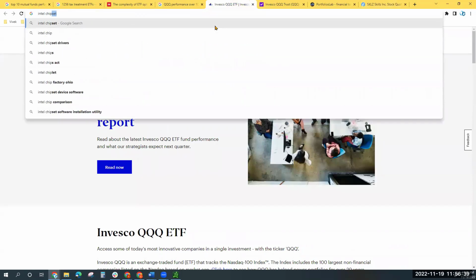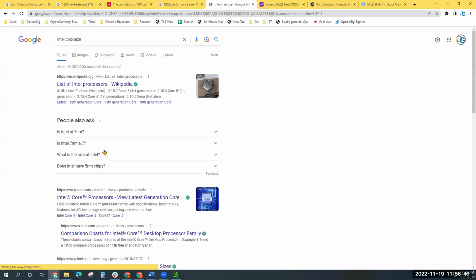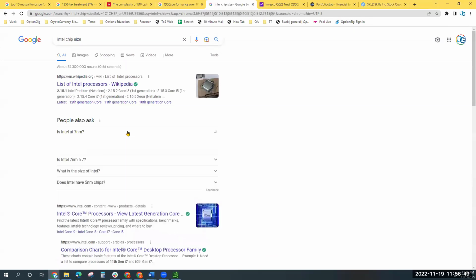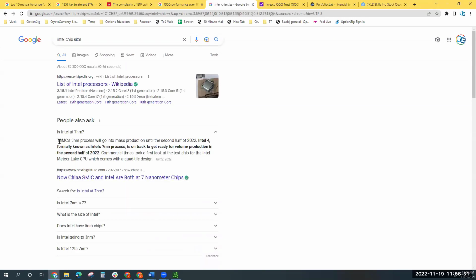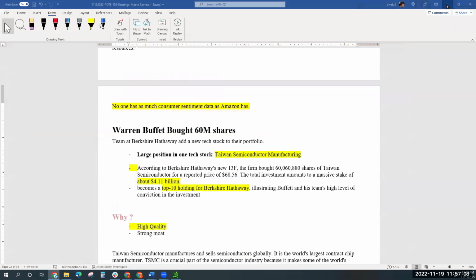So let's pick Intel chip. I'll just tell you what all they make. Intel has 7 nanometer. TSMC 3 will go in production. Intel 4 formal nodes. Okay, Intel does have a 7. It will go in 2022. Intel is still stuck at 7, whereas TSMC has actually moved to 5 and 3. So yeah, Intel is trying to catch up now.